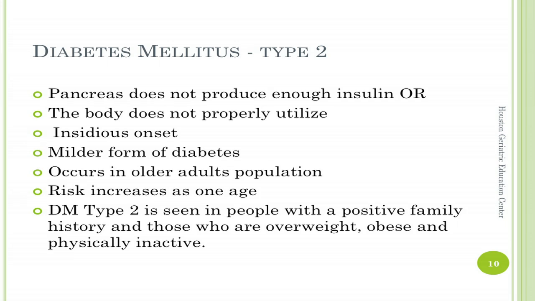It's a milder form of diabetes, and that's typically because the body still does produce some insulin. So they don't typically have to take insulin injections. They are usually able to get by with pills, although some of them do have to take the insulin injections. It occurs in the older adults, and it definitely increases your risk as you get older. And it's most common in people that have a history of diabetes type 2, especially those who are overweight, obese, and physically inactive. And 90% of all diabetes diagnoses are type 2 in the elderly. So this is definitely the one that you will see the most and that you will have the most experience with.